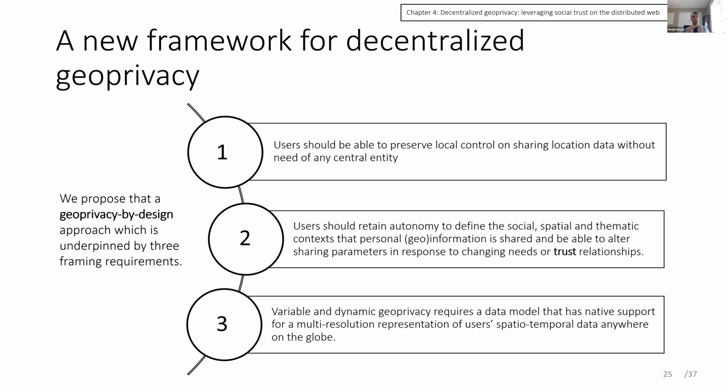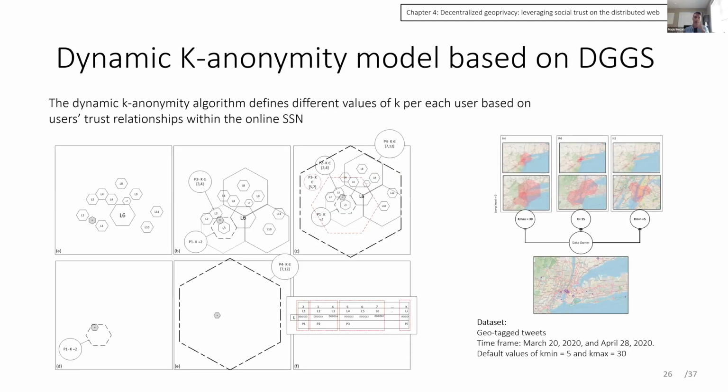Because it should be fine-grained, this variable changes based on the trust. So we need a data model that allows us to share spatial data in different resolutions, which in our case is the discrete global grid system, DGGS. I can explain more about it at the end of this presentation, but a discrete global grid system gives us a multi-dimensional hierarchical structure of the data. So we propose a k-anonymity model based on this DGGS.